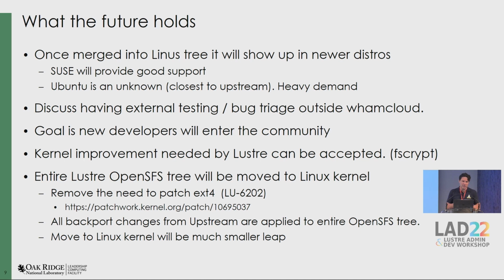This is the last time I'll probably be discussing the client work here. The next step will, of course, be moving the rest of the tree to the upstream kernel. That means no more ldiskfs patching. I know there's probably hand claps for that, especially from the Ubuntu people. We'll be able to get ldiskfs and ext4 to merge. Everything that we're doing in the OpenSFS tree to support the native client is already being done, so it's a very small step. It's not going to be a multi-year process. We're talking probably a year to move the rest up.